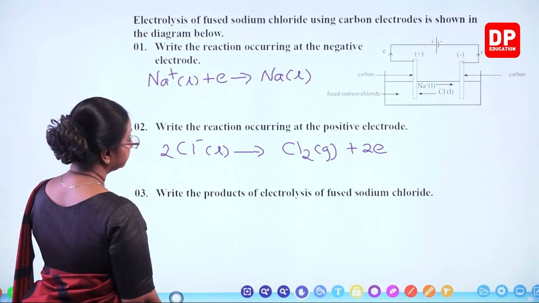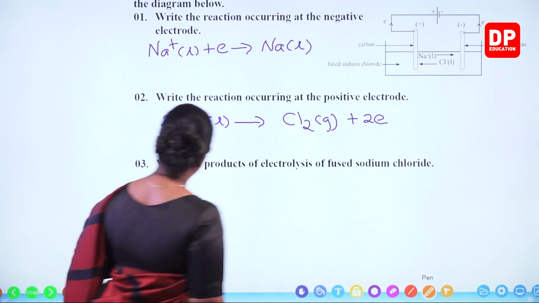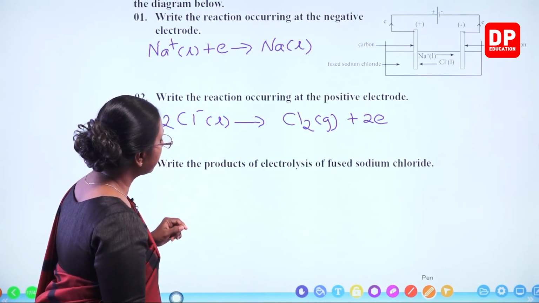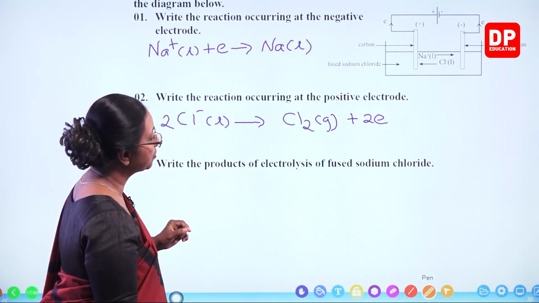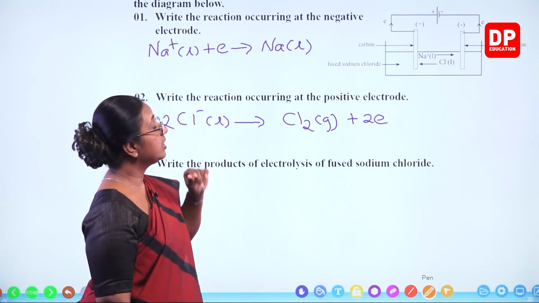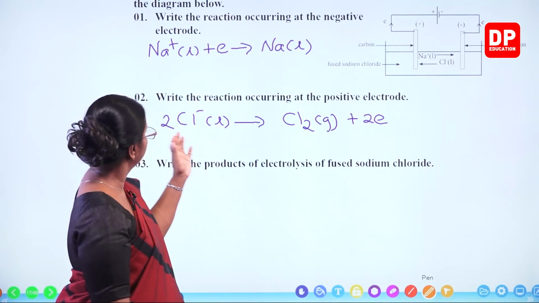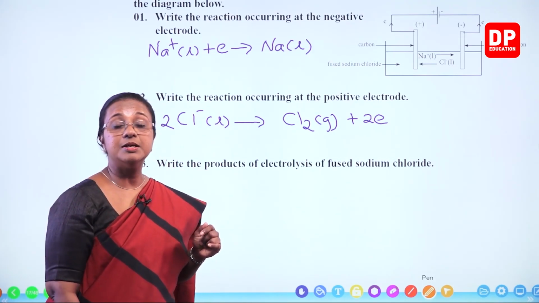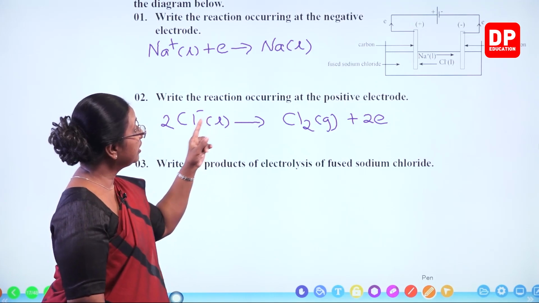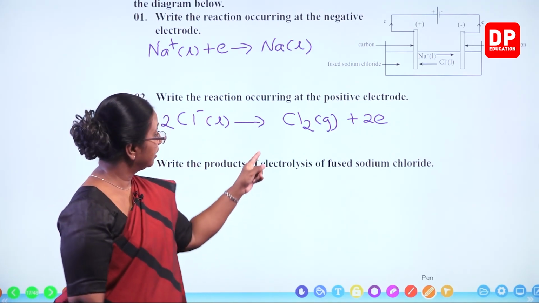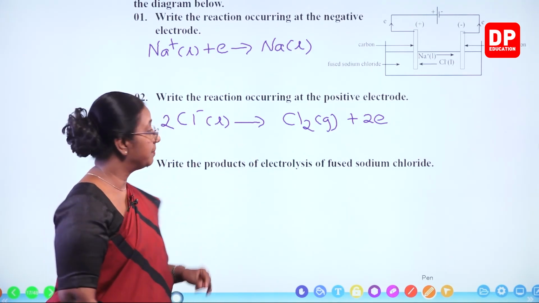Then we have the next one. Write the products of electrolysis of fused sodium chloride. Sodium liquid is formed at the negative electrode, while chlorine gas is evolved at the positive electrode. Sodium liquid is the main product, chlorine gas is the byproduct.